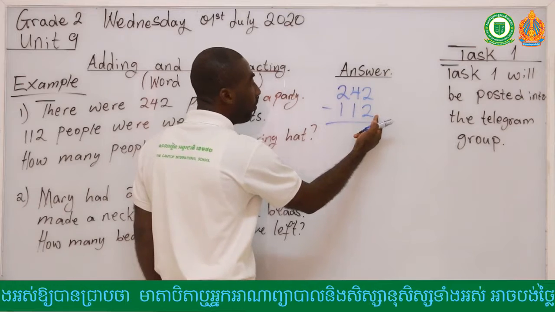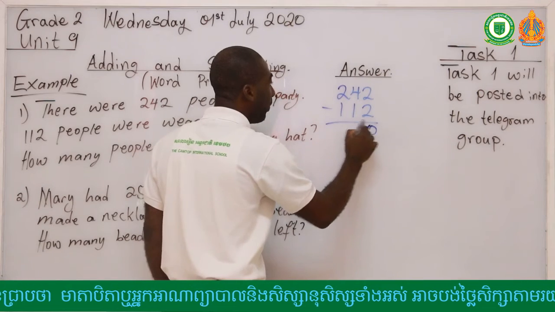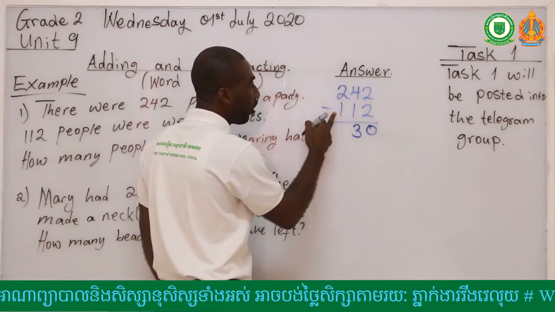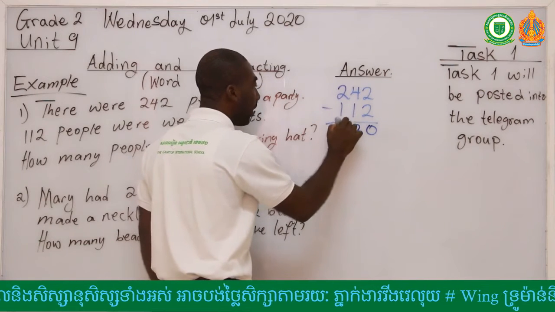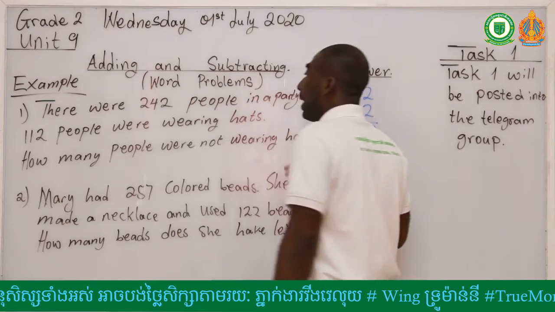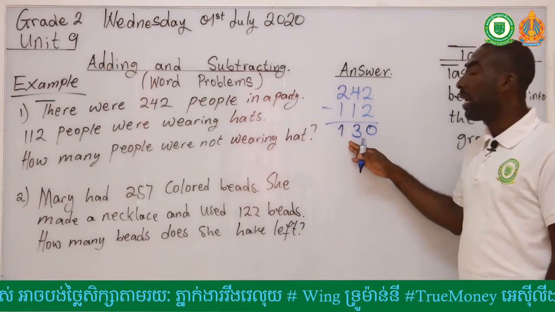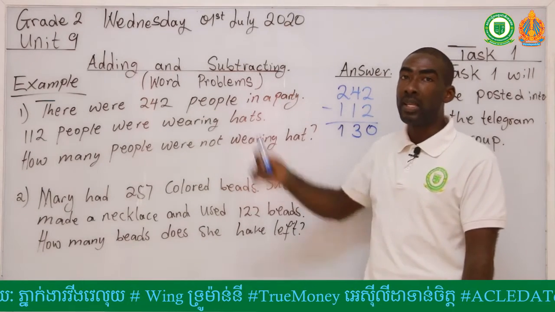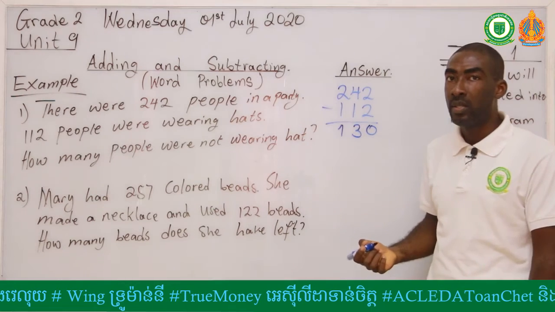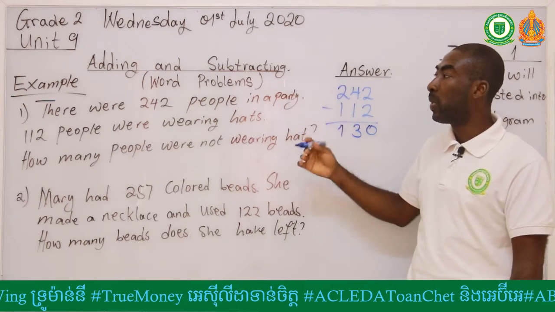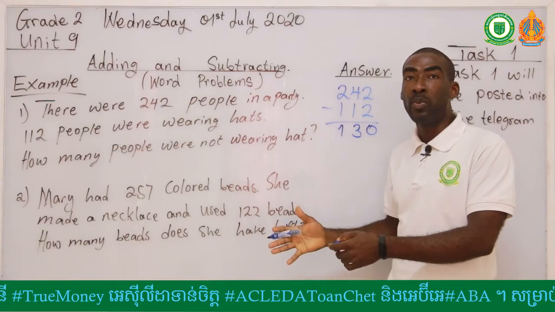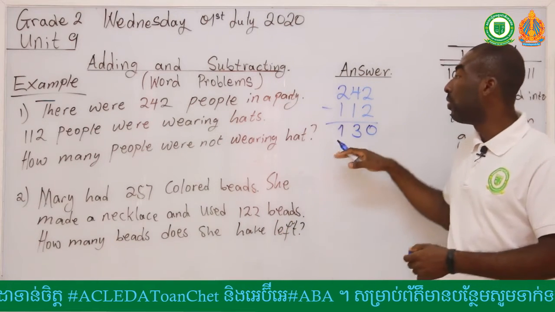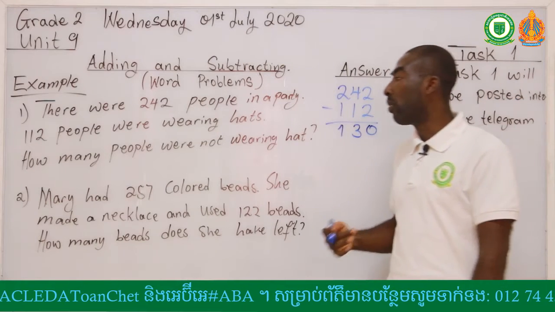So we subtract 2 from 2, we get 0. Subtract 1 from 4, we get 3. And we subtract 1 from 2, we get 1. So that means 130 people were not wearing hats at that particular party. So anytime you have a question like this, please know the total number of people present and how many make the difference. You subtract and then you see the difference in your question.